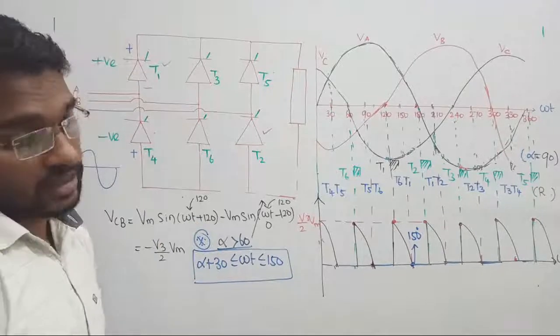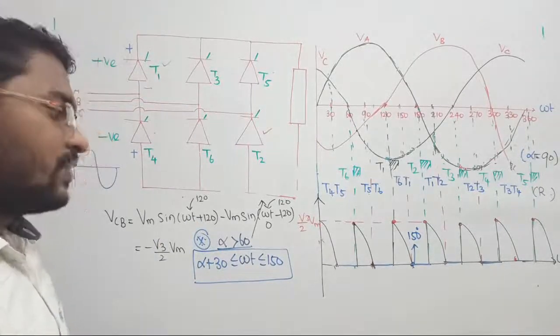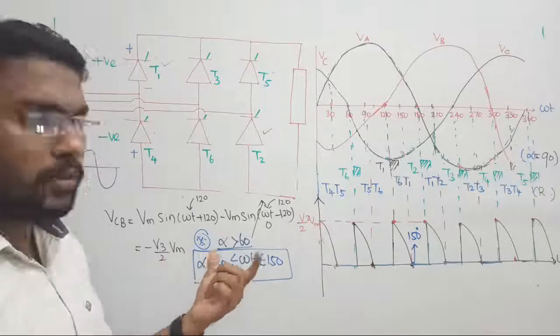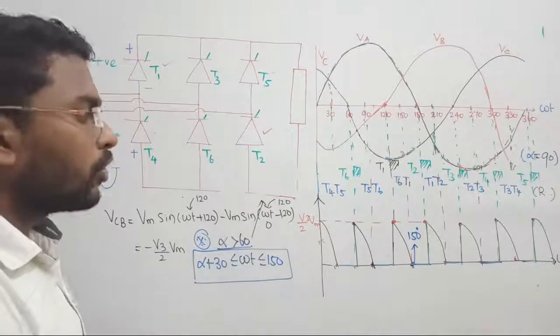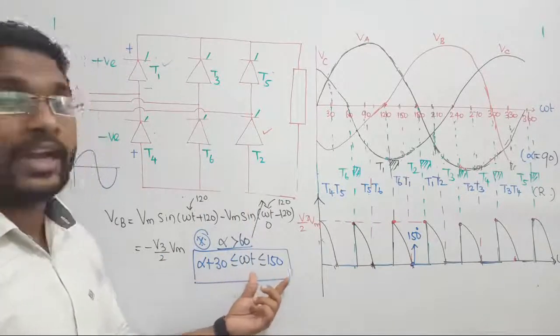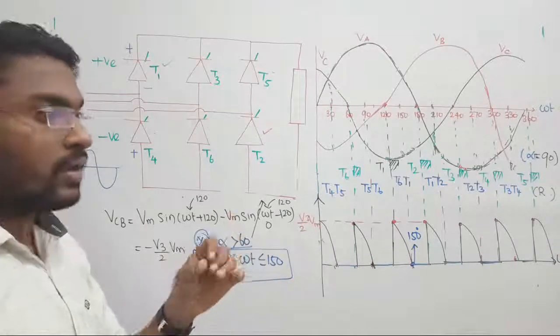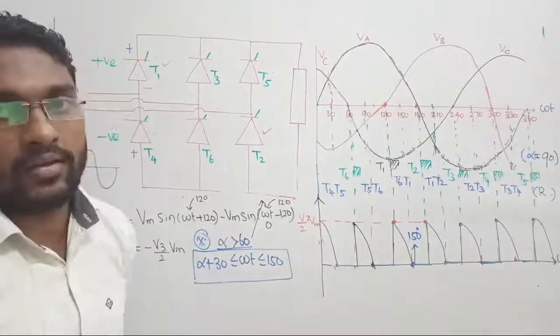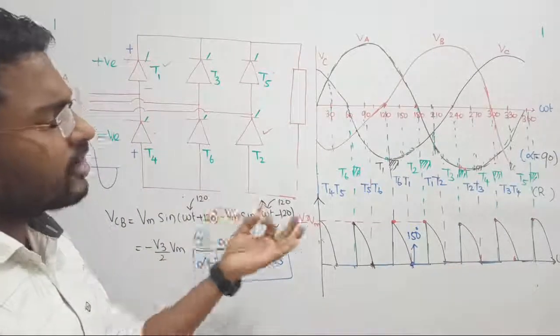Clear? I hope you all are getting a clear idea. Shall we start? Right now we have to estimate the values. We saw two types of boundary. For continuous conduction, the boundary is 30 plus alpha to 90 plus alpha. For discontinuous conduction, the boundary is 30 plus alpha to 150 degree. That's all. This is all about the three phase full wave rectifier.